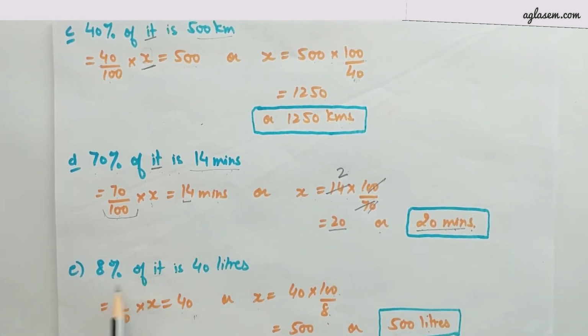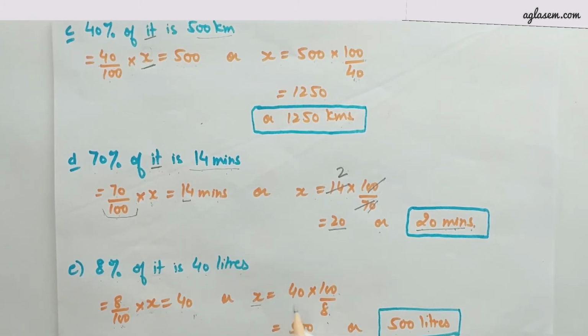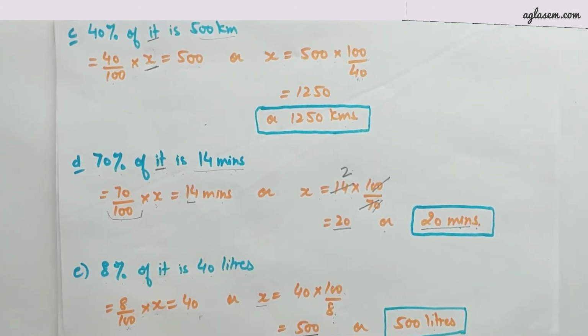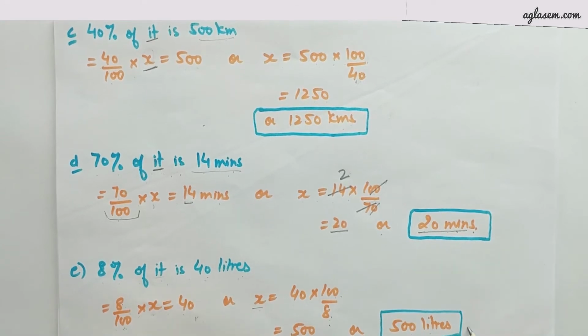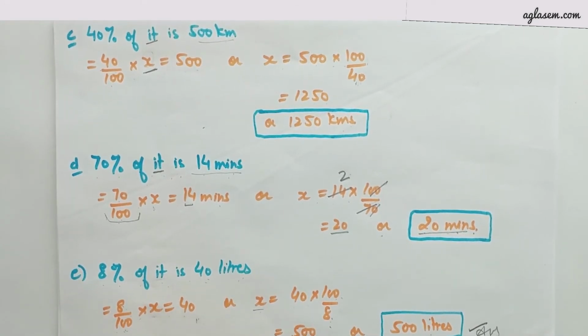In E part we have 8% of it is 40 liters. The same method will be used. 8 divided by 100 into x is equal to 40. So x will remain on the left hand side, and 40 into 100 divided by 8 will be on the right hand side. So by solving it, we will get 500. So 8% of 500 liter is 40 liters. So 500 liter is the answer for the E part.